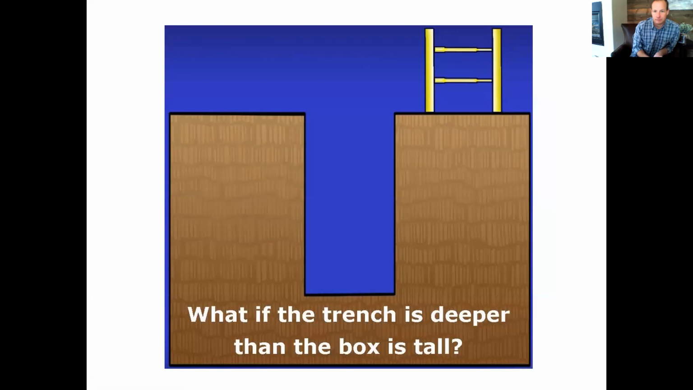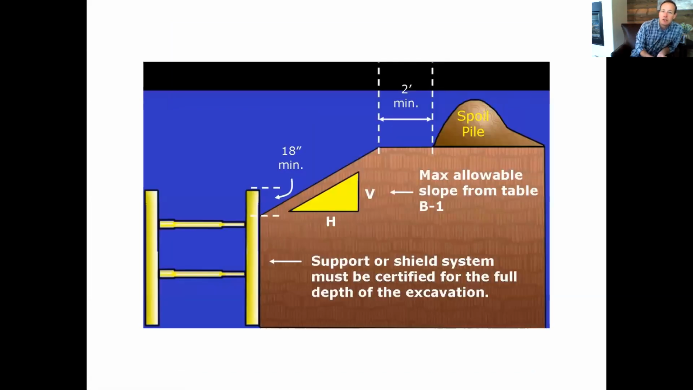Not a competent person. So if the trench is deeper than the box, there's things that you can do. You can slope down to the box at whatever that slope is for a type A, B, or C soil, and have an 18-inch lip at the top of the box, where if something did fail, it would be able to hit the edge of the box and not fall into the trench box. Once again, the spoil pile still needs to be 2 foot back from the edge. And so this is an option if your box is not tall enough.